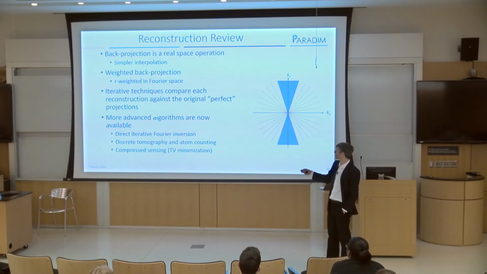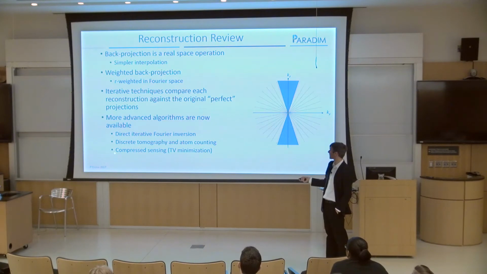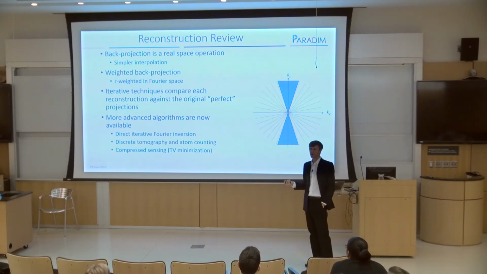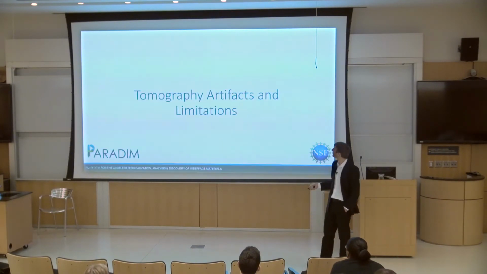More advanced algorithms are definitely now available. This discrete iterative Fourier inversion, which I talked about. Discrete tomography and atom counting. And then there's also a lot of compressed sensing. They actually use some of this compressed sensing in discrete tomography also. But this has been used for low loss EELS maps and trying to figure out plasmons. And it's a pretty interesting technique. I think they named it the wrong thing though, a little bit.